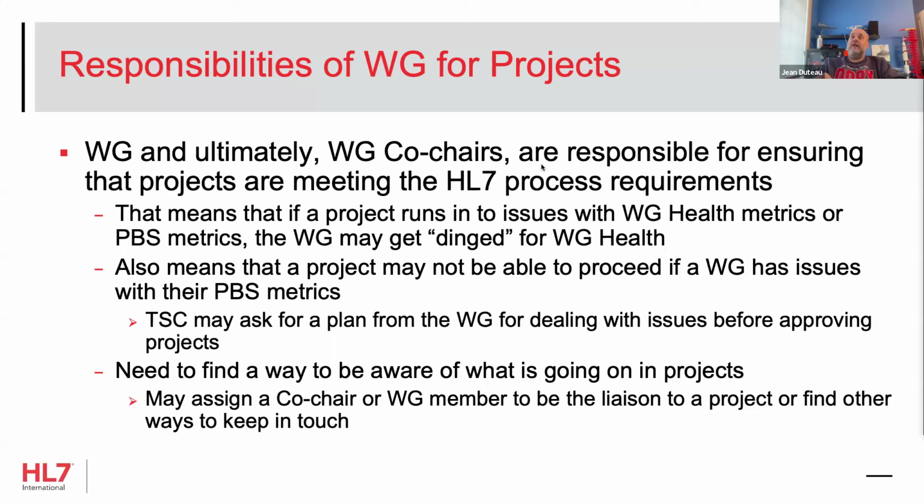It also means that future projects may not be able to proceed if a work group has lots of issues. This happens rarely, but every now and then we've got a work group where the PBS metrics are red, and so then the TSC gets involved and we talk with that work group and say, what's your plan on dealing with these issues? And what it essentially means is that the work group needs to be aware of what's going on in the projects. Now, you can only do so much, right?